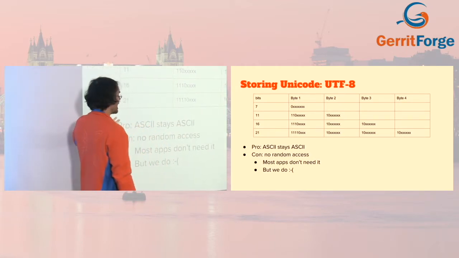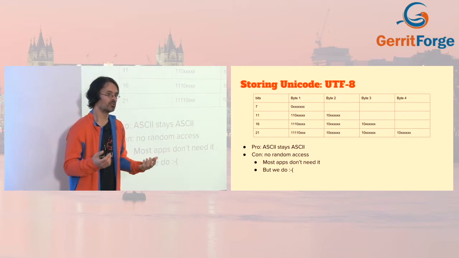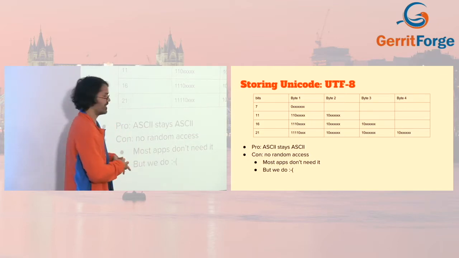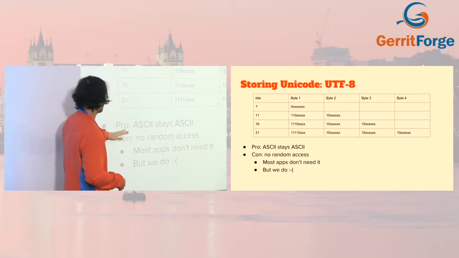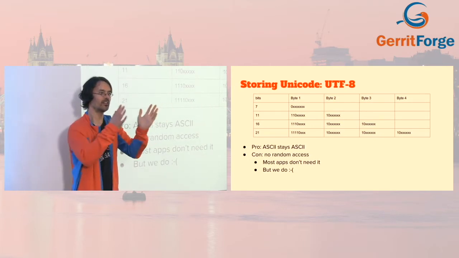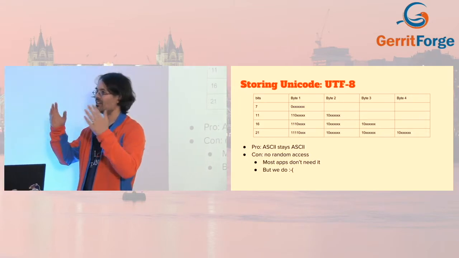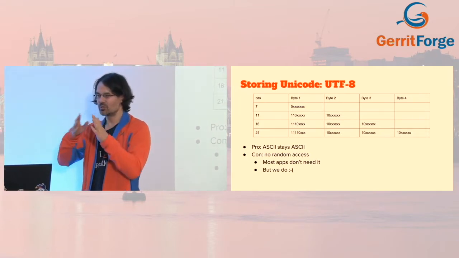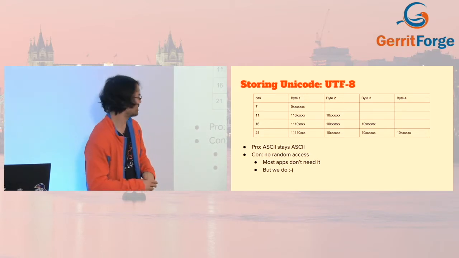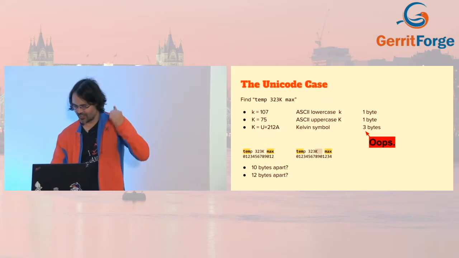So the pro is that ASCII stays ASCII, which is really nice, because in reality, most strings and file names are all ASCII, and so it's a space saving. Disadvantage: because each character can occupy a variable amount of space, if you want to do indexing, you don't really know where the characters start anymore. And for most applications, it's not a big problem. Unfortunately, for code search, that is a problem.